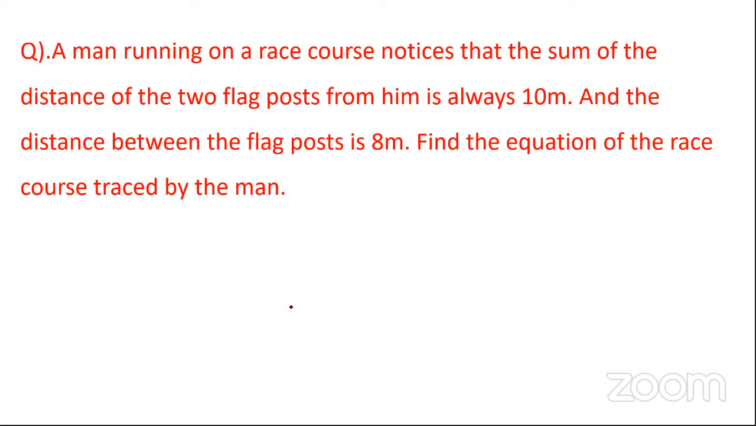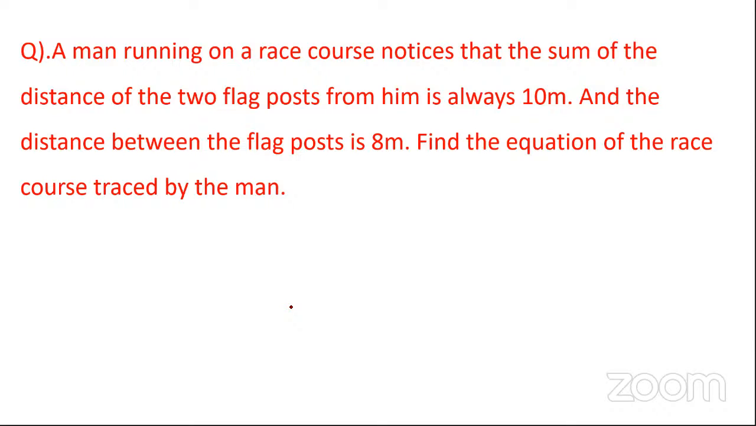The question says that a man running on a race course notices that the sum of the distances of two flag posts from him is always 10. The distance between the flag posts is 8 meters. Find the equation of the race course traced by the man.